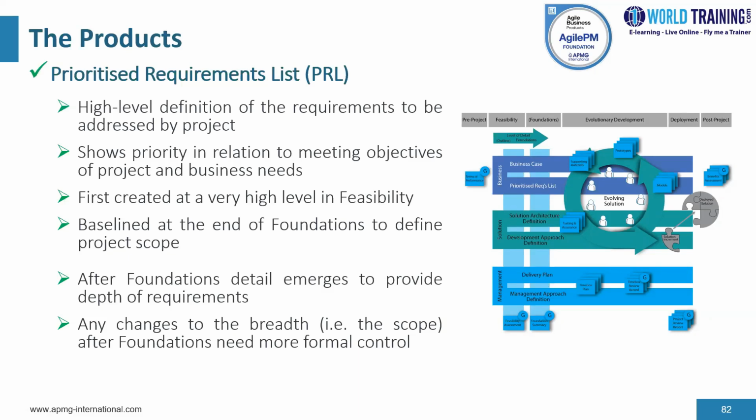After that point, further change will happen naturally in terms of depth as a result of emergence of detail. Changes to the breadth, which is adding, removing, or significantly changing high-level requirements, need to be formally controlled in order to ensure ongoing alignment with the business vision for the project and to keep control of the scope.